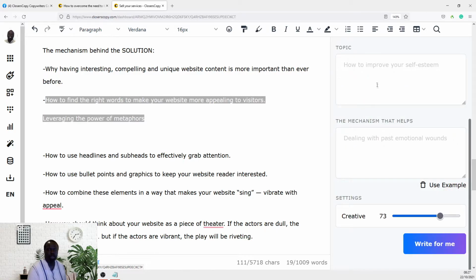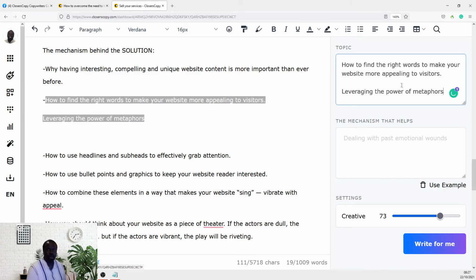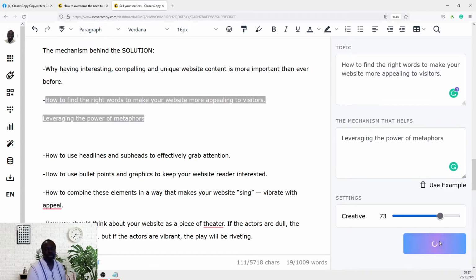Share Deep Insights. So, how to find the right words to make your website more appealing to visitors, leveraging the power of metaphors. And then this will create an email around that topic. To start off the email, and then you can move to the next step to end the email, and use any of the other frameworks in the whole workflow to kind of beef this email up.